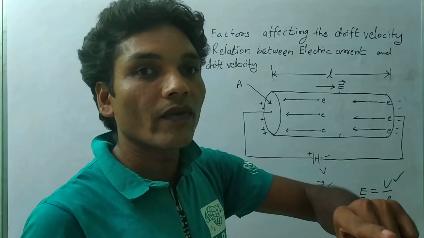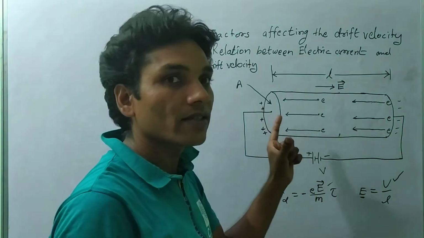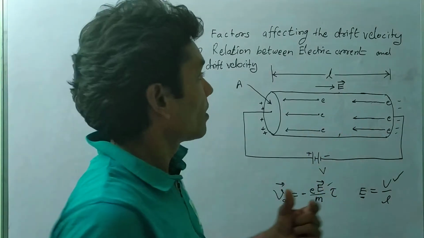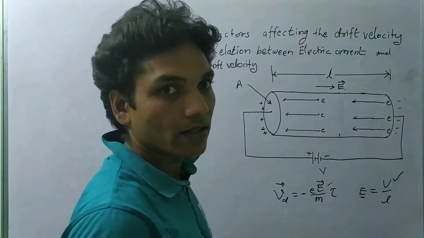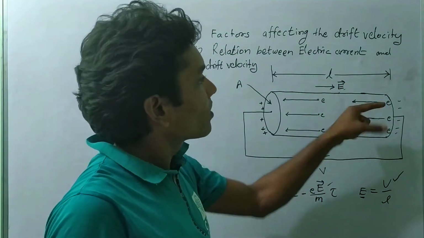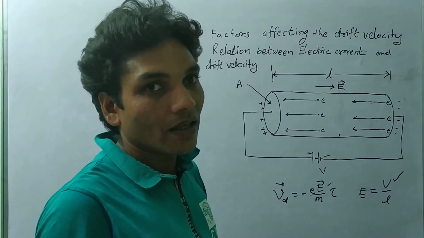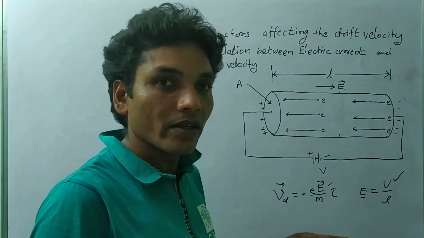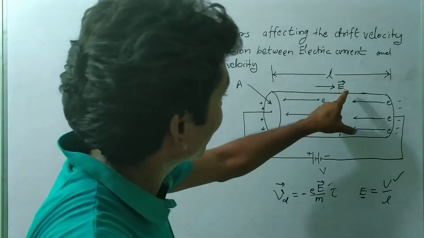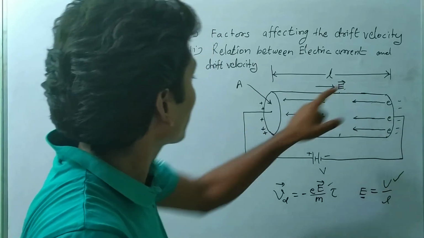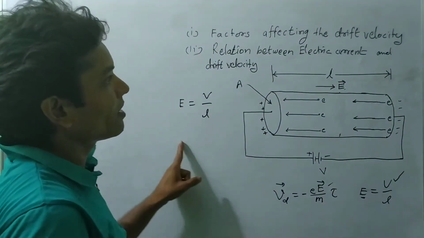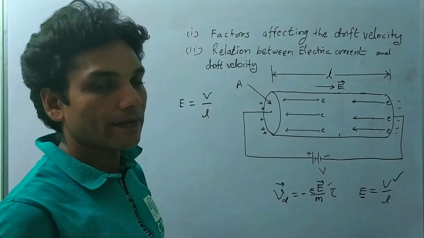Due to the potential difference between the two ends, an electric field is set up. So this electric field is this. Due to this electric field, electrons in the conductor are drifted towards the positive terminal. The electric field set up is E equals V upon L. This is the magnitude of this electric field.